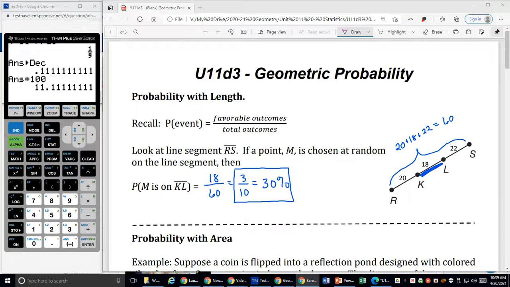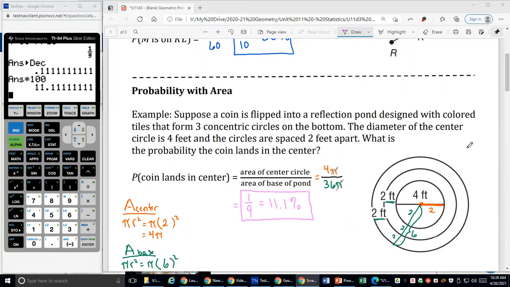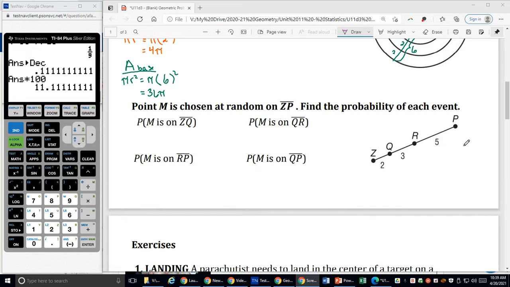Hi, welcome back to Unit 11, Day 3. We are looking at geometric probability. We are finding the probability of events happening by looking at the favorable outcomes over the total outcomes. We've already done one example with the segment, and so now we're going to pick up reviewing that with these 4 examples using this segment here.